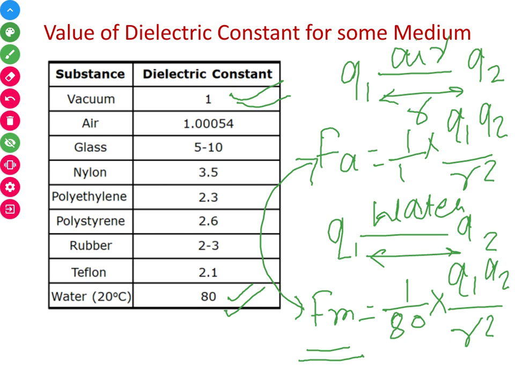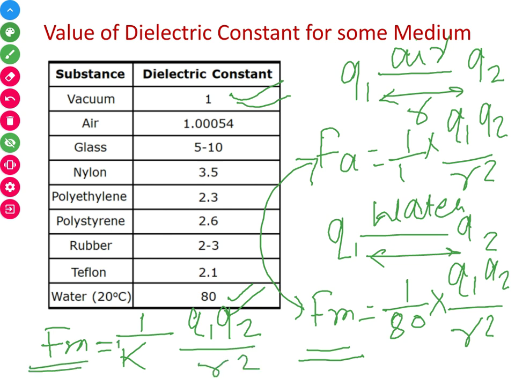As you can see here, Fm is equal to 1 upon dielectric constant into Q1 Q2 upon R square, and you can see Fm is inversely proportional to the dielectric constant.